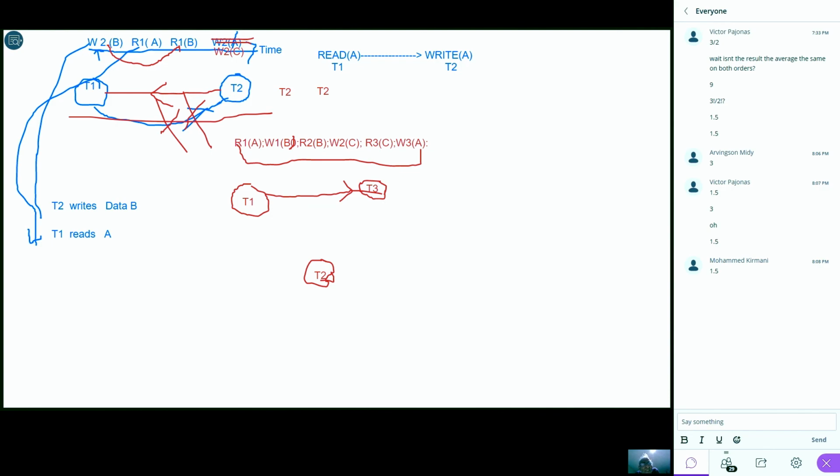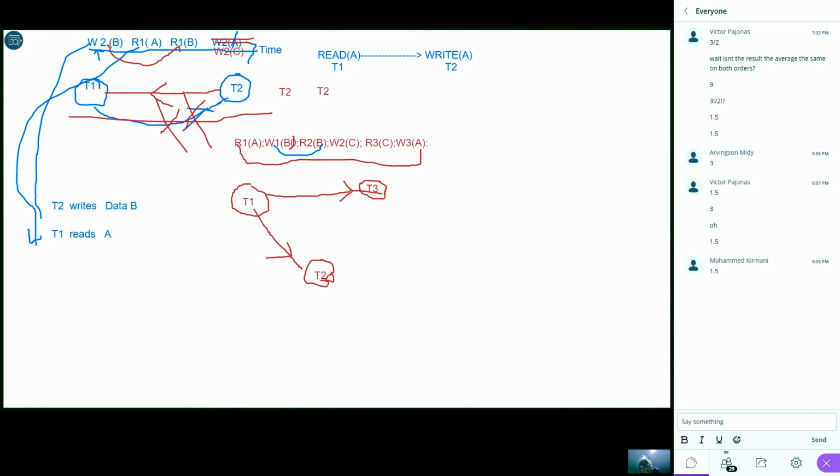Okay, let's look at the next one. This one is writing B, and look at this. This is 1 writing B, 2 reading B. So 1 must come before 2. So we can draw that arrow right here, and let's make it blue. 1 must come before 2.